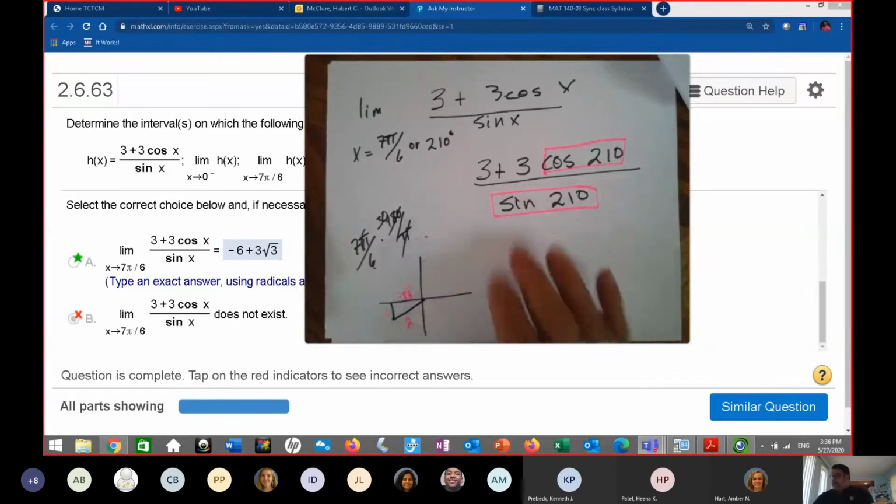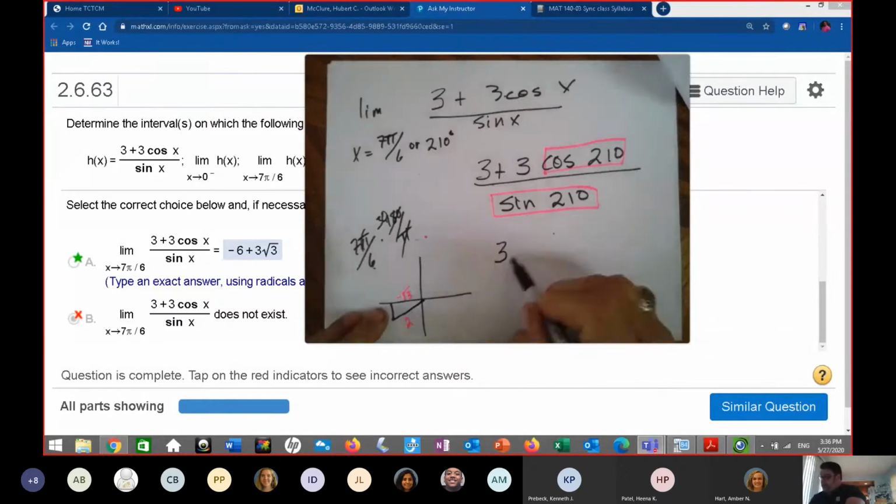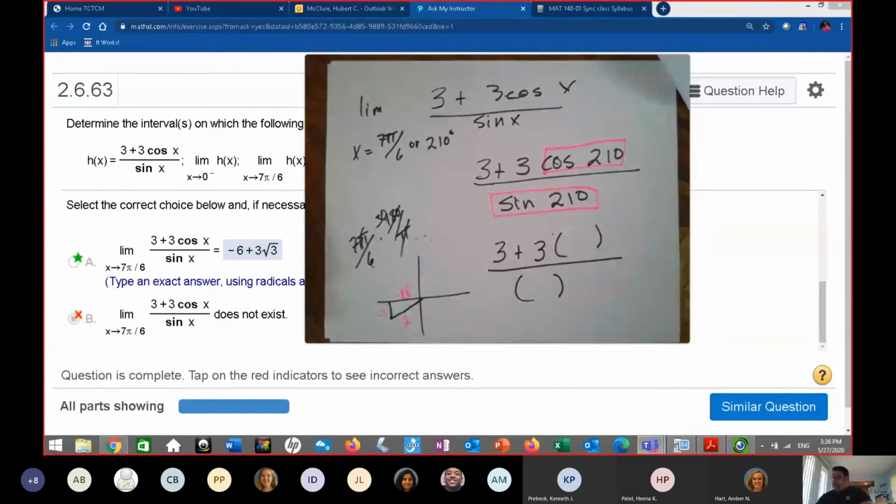Okay, so that means 3 plus 3. So I'm going to put plus 3. And then I'm going to put parentheses over parentheses. So somebody tell me what the cosine of 210. A hunk would be negative square root of 3 over 2.